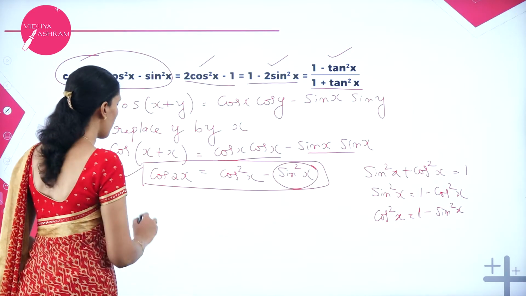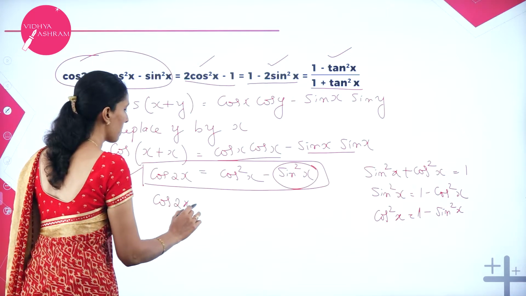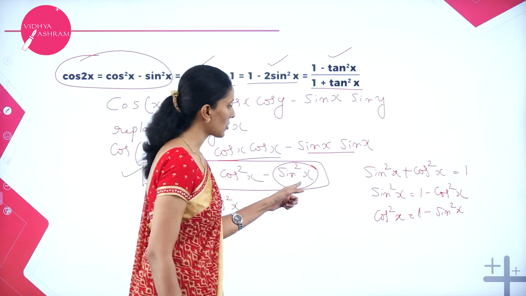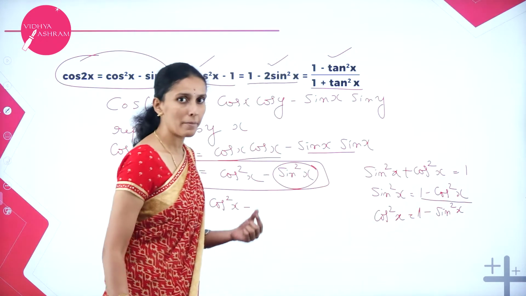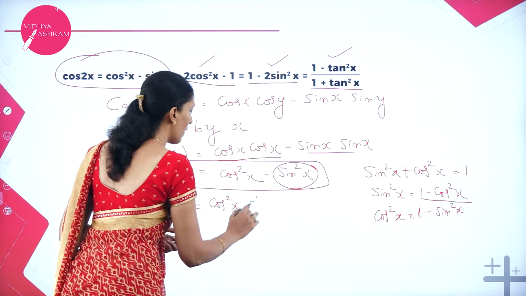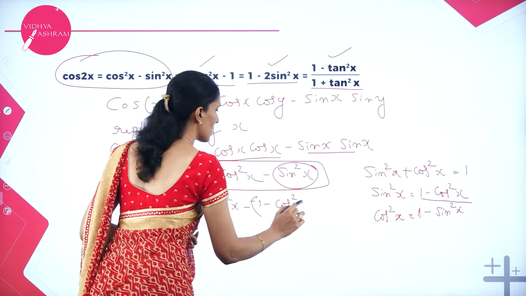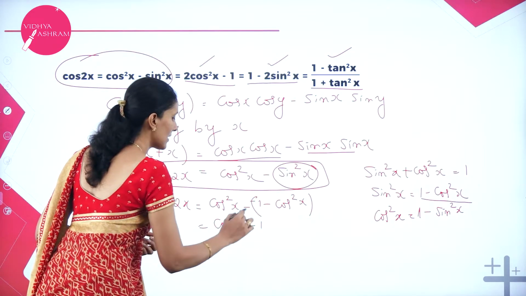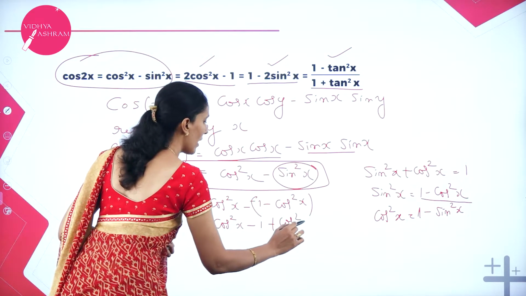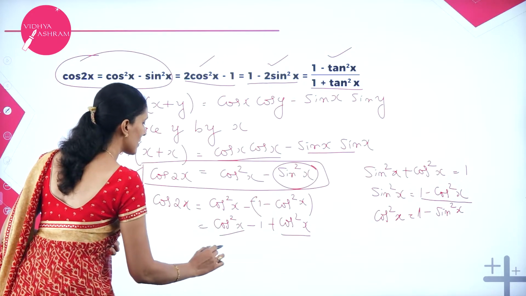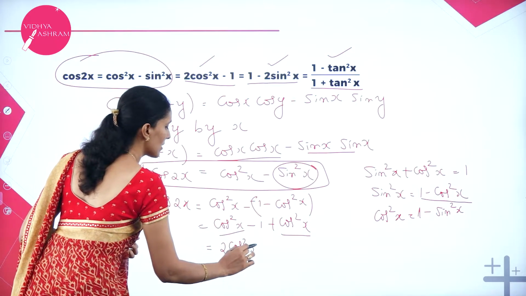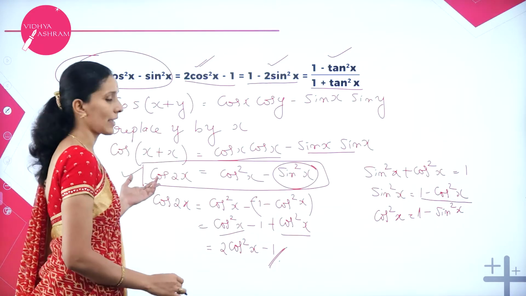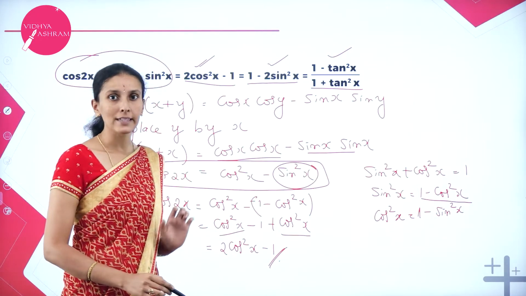So here in this formula, cos 2x, I have cos square x minus sine square x. Instead of sine square x, I'll replace it with 1 minus cos square x. So you have 1 minus cos square x. Now what happens? Cos square x, multiply minus inside, so it becomes plus cos square x. Cos square x plus cos square x is 2 cos square x minus 1. So this is your second proof. So cos 2x can also be written as 2 cos square x minus 1.